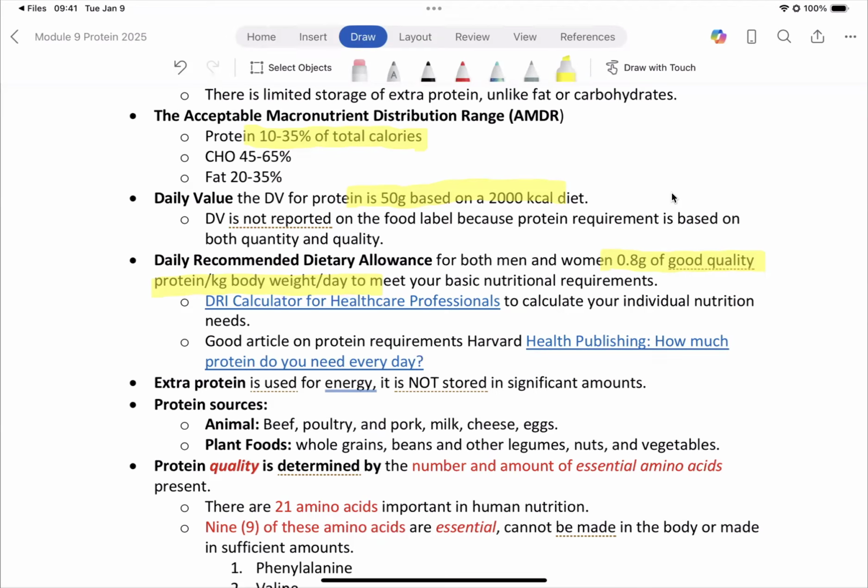You can look, I put a reference in here. This one right here, you can calculate your DRI for protein, and that would be based on 0.8 grams of good quality protein. Remember, good quality, we'll talk about protein quality. Remember that quality and quantity are not the same thing when we come to protein. There's also this other article, Health Publishing, on how much protein do we need every day. We probably need less than what we think we do.